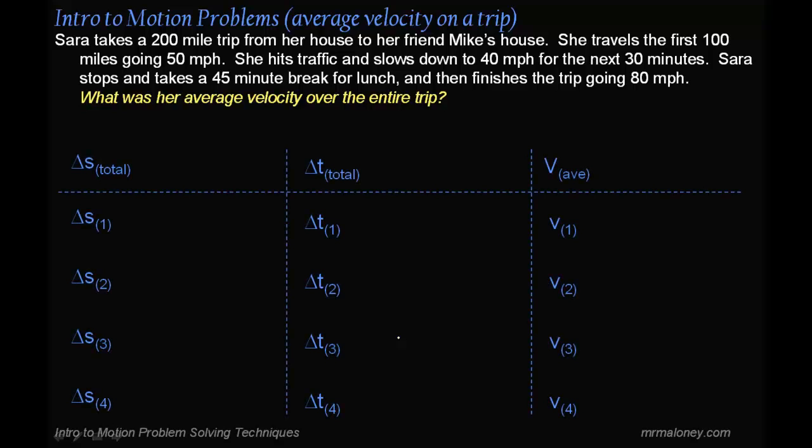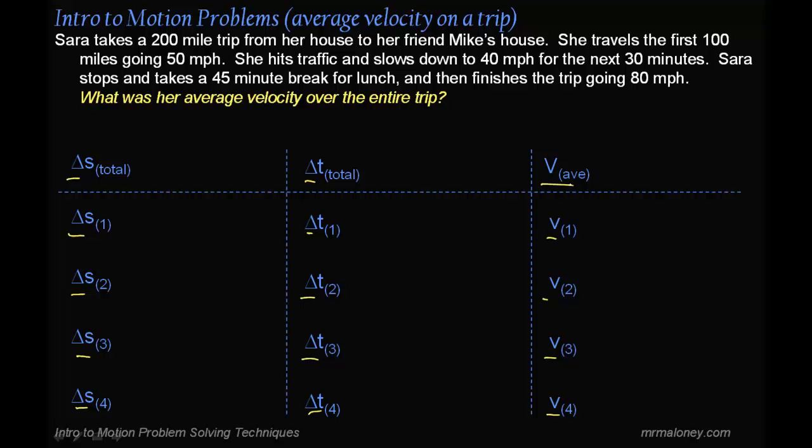So we have section 1, section 2, section 3, and section 4. For each section, I have a displacement, I have a time, and I have a velocity over that section. These are really average velocities, but only over that section. Also on the top of my table, I put her total displacement, which in this case is the same as her total distance traveled, the total time for her trip, and her average velocity over her entire trip.